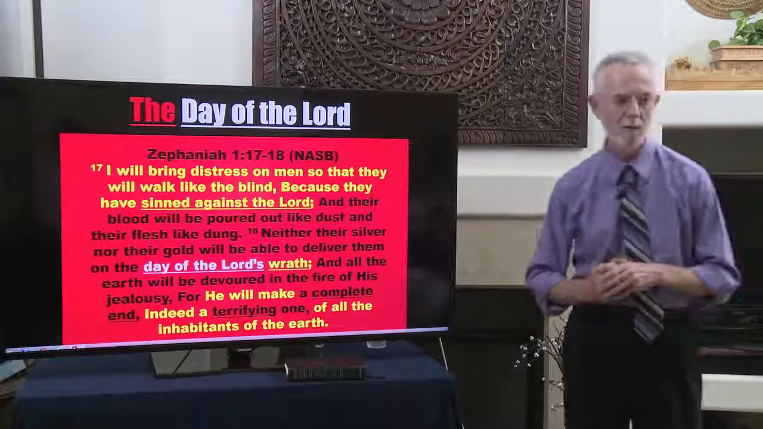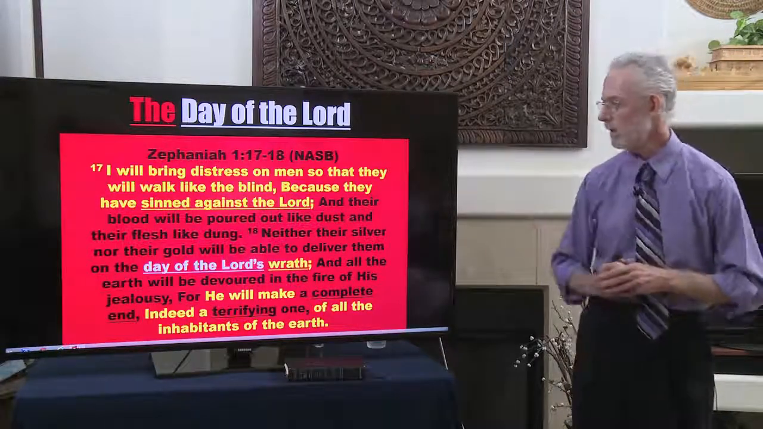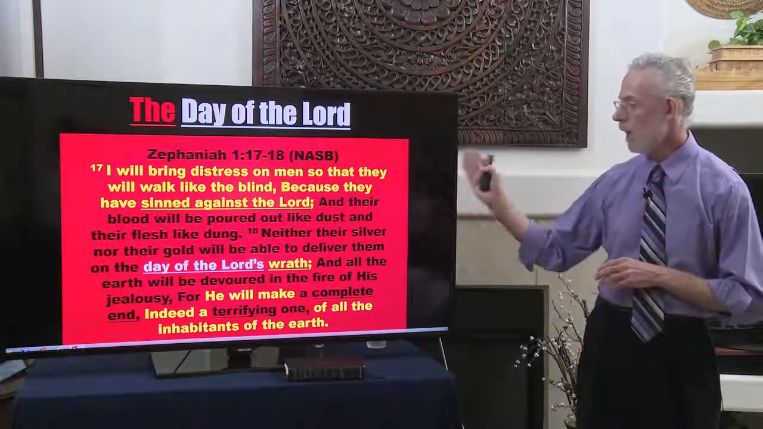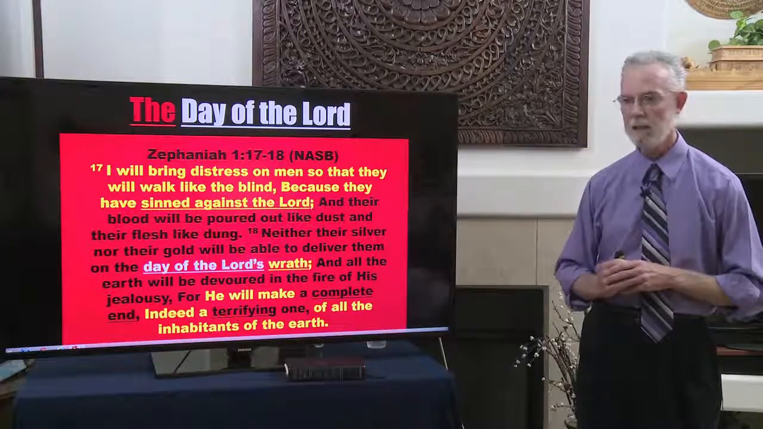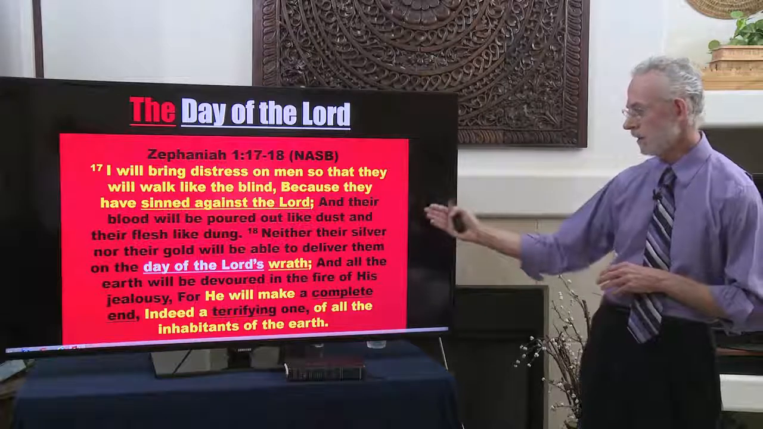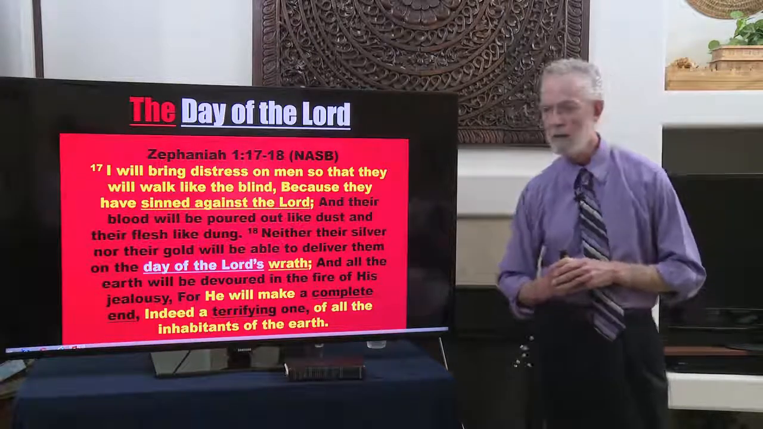And God said this to the prophet Zephaniah. God said, I'm going to bring distress on men, and they're going to walk like the blind because they have sinned against the Lord. And God said their blood will be poured out like dust and their flesh like dung. Neither their silver nor their gold will be able to deliver them on the day of the Lord's wrath.